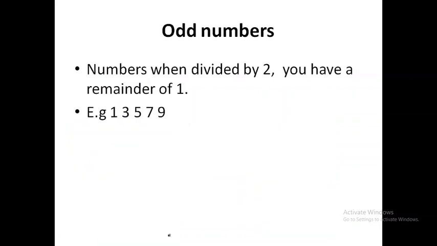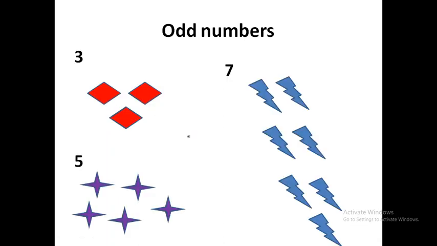Odd numbers, these are numbers that when divided by 2, you will have 1 as a remainder. For example, 1, 3, 5, 7, and 9. Any number that ends with 1, 3, 5, 7, and 9. For example, 13, 27. Those are odd numbers. How can we determine whether a number is an odd number? Well, when we divide the number by 2, you will always have 1 as a remainder.